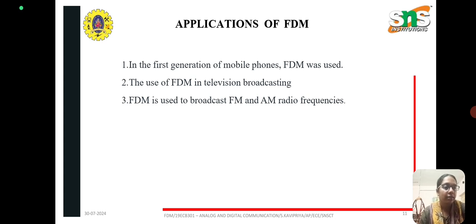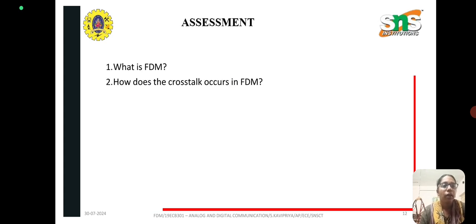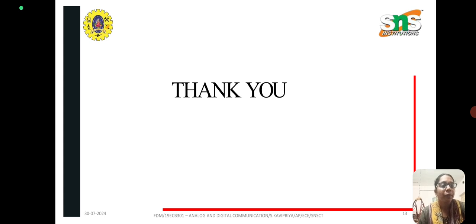As far as applications are concerned, in the first generation of mobile phones, FDM was used. It is also used in television broadcasting, and FDM is used to broadcast FM and AM radio frequencies. And that's all about the process involved in FDM on the transmitter side and the receiver side, what the advantages of FDM are, what the drawbacks of FDM are, and where this FDM technique is used.